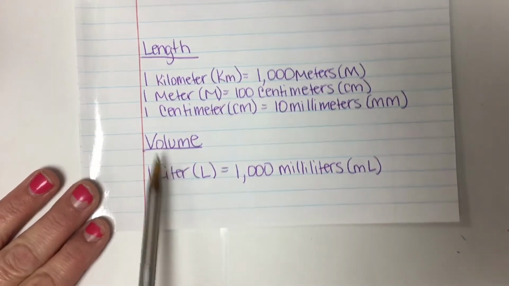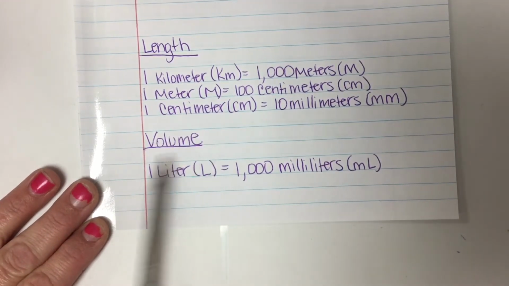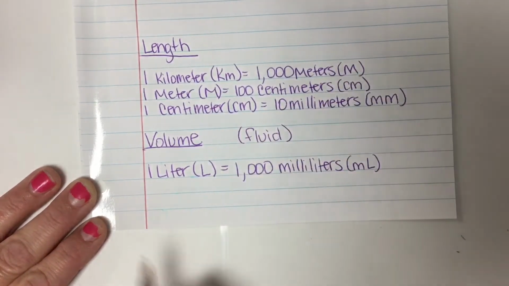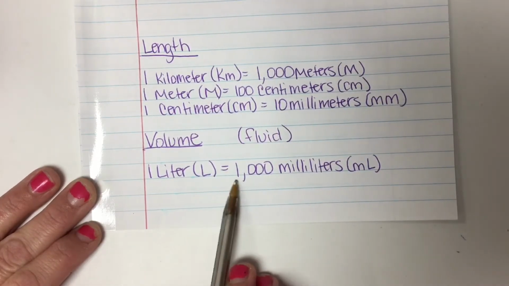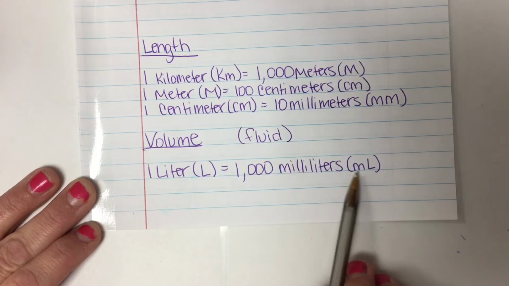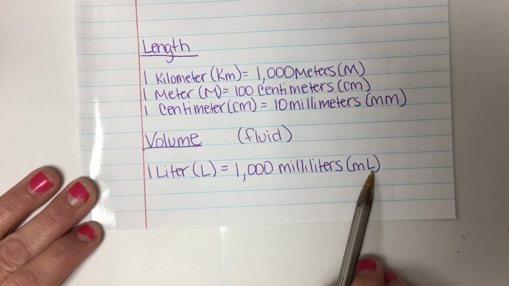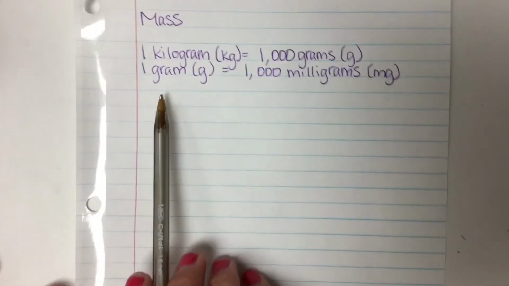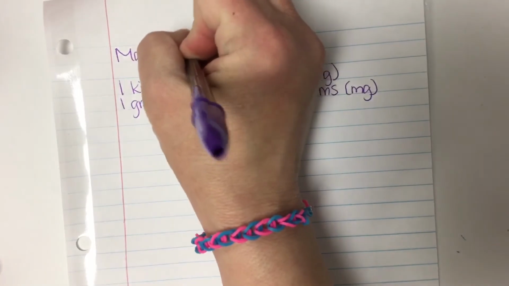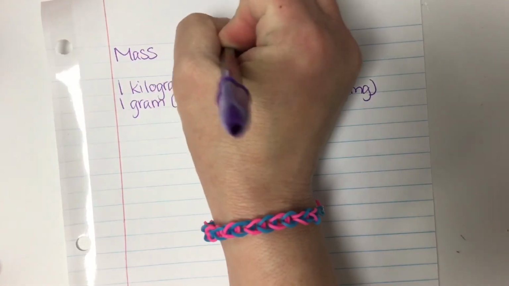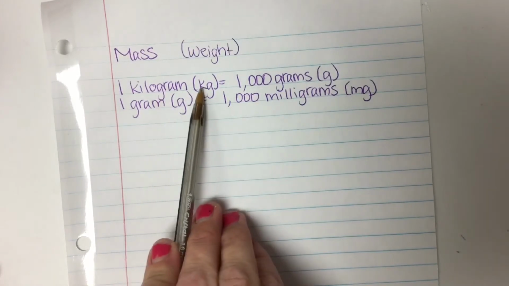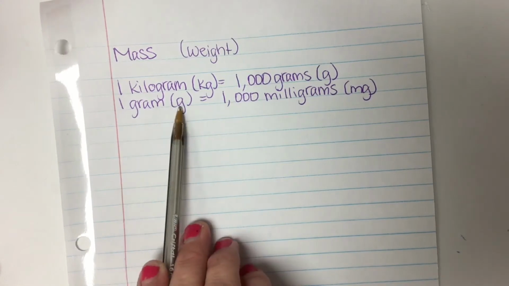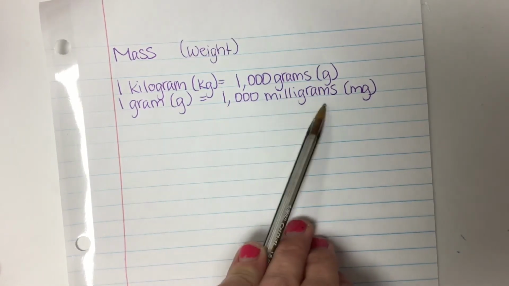All right. Volume, which is the same as capacity. So this is your fluid. 1 liter, which is a capital L, equals 1,000 milliliters, which is a lowercase m, capital L. Okay. That's the only one you need for volume. And then you have mass. Okay. Mass is like weight. 1 kilogram, which is kg, equals 1,000 grams, G. 1 gram, which is G, equals 1,000 milligrams, mg.